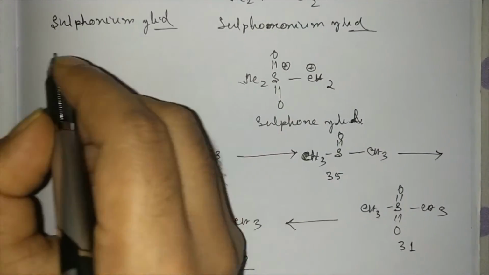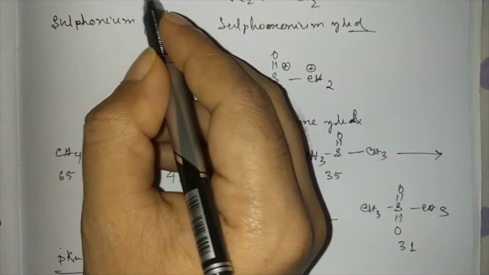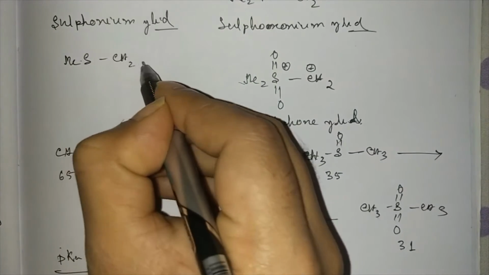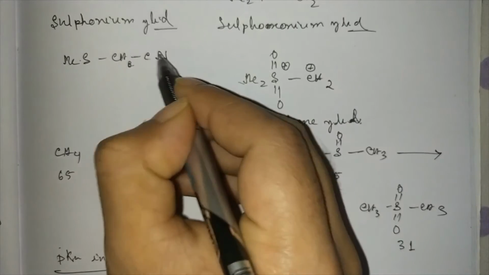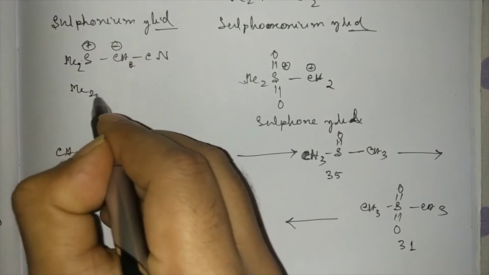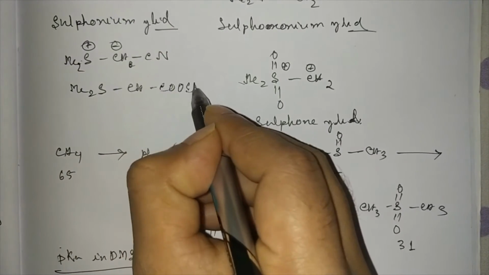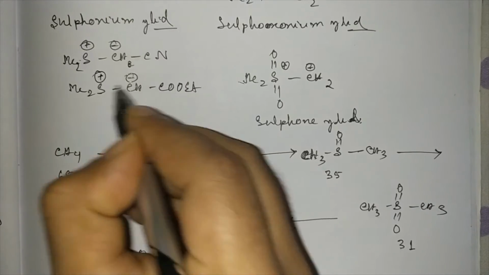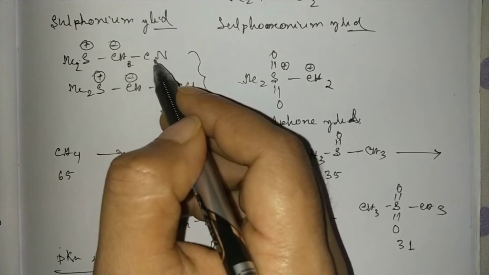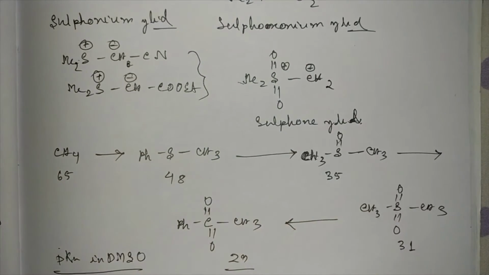But if another electron withdrawing group like CN or COOEt is attached to this CH2, CN let's say, or COOEt let's say, these compounds are also stable, because here the negative charge comes in conjugation with this electron withdrawing group, so the ylides become stabilized.